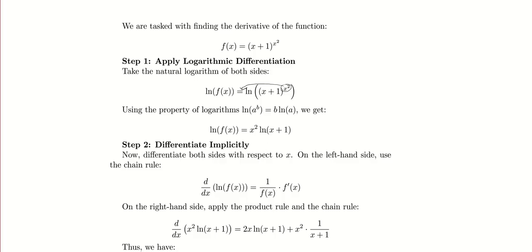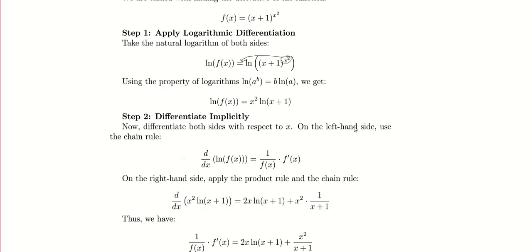And now when I take the derivative of x squared times natural log of x plus 1, I have to apply the product rule and also the chain rule. When I apply the product rule, I first take the derivative of x squared, that's just 2x, times natural log of x plus 1, plus the first function, which is x squared, times the derivative of natural log of x plus 1, which is 1 over x plus 1.